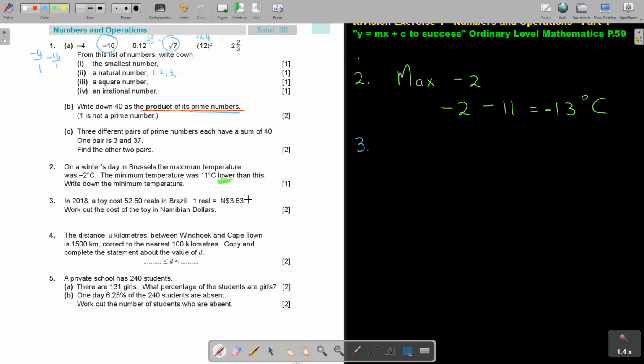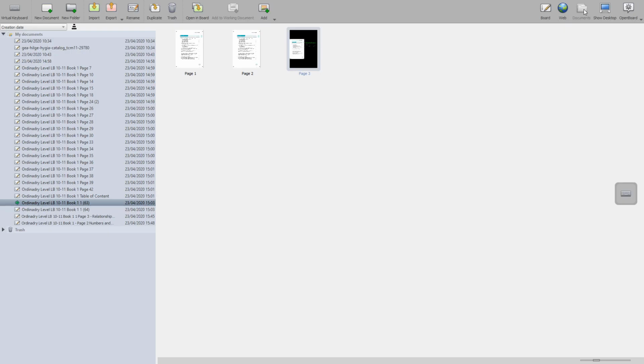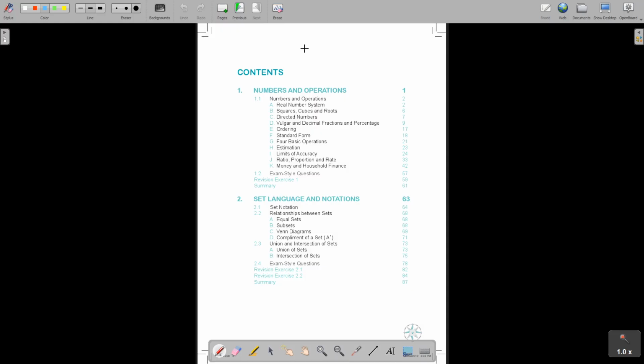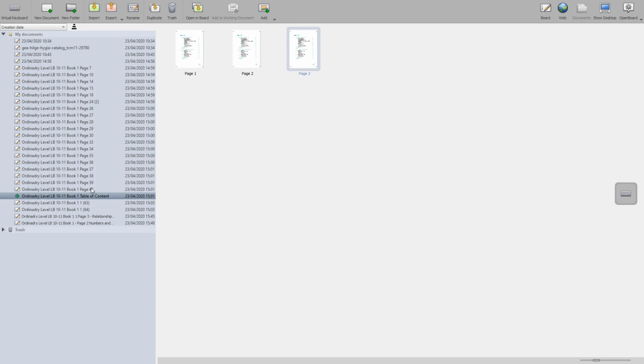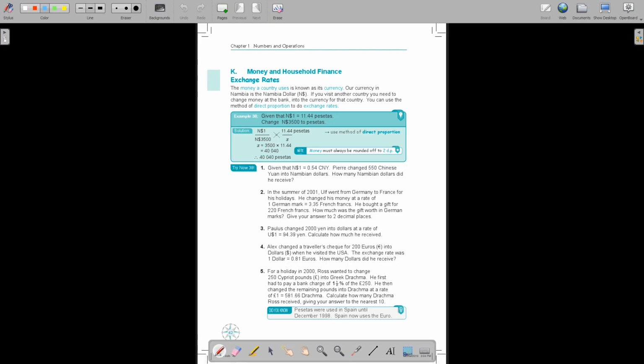So let's go again to the table of contents, just briefly. And we are going to say it's money. Do you see here? Money and household. Okay, so if I'm looking here at the money, it starts from page 42. So let's just go to page 42, or from there on. Let's see if that is going to help me. Oh, here it is. Exchange rate.